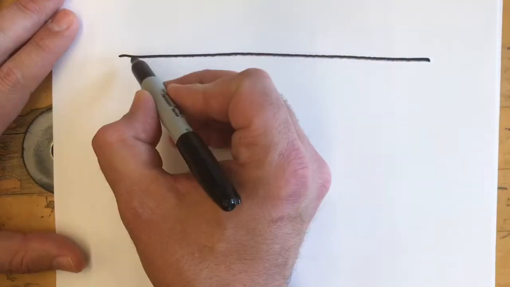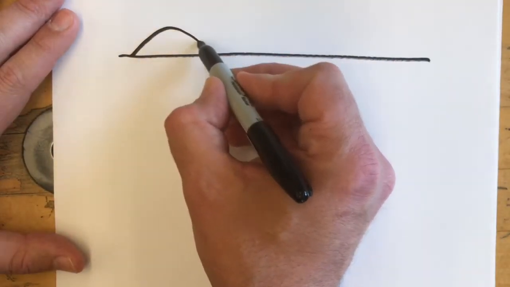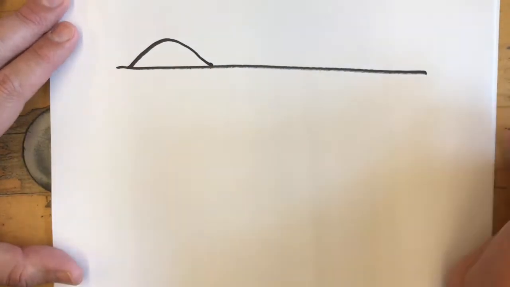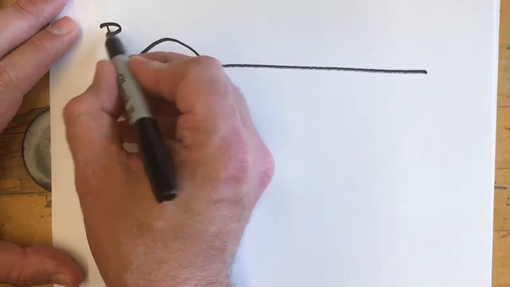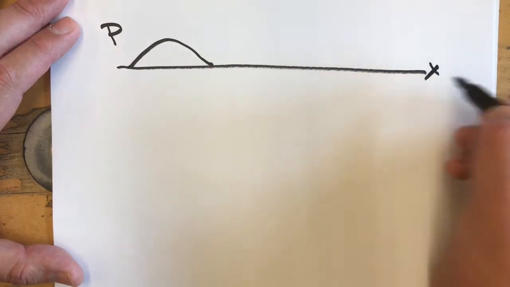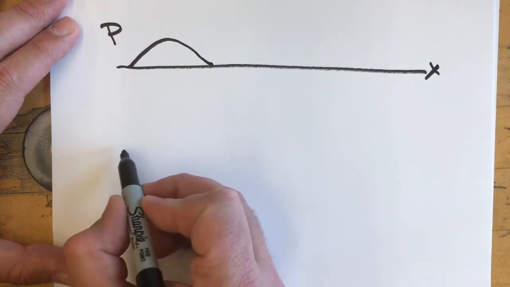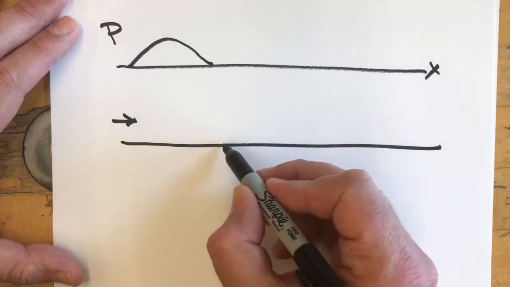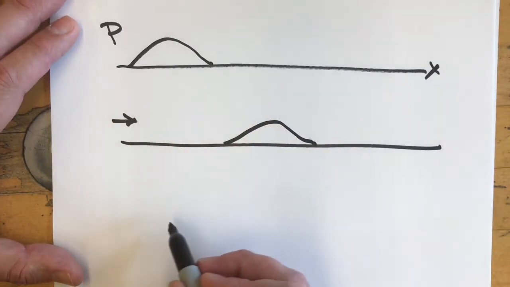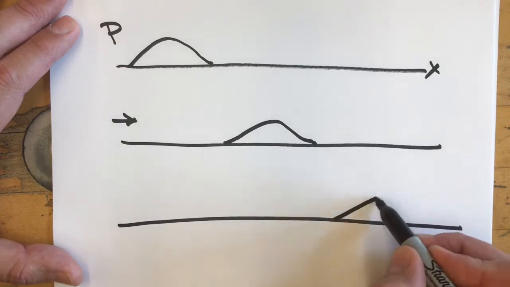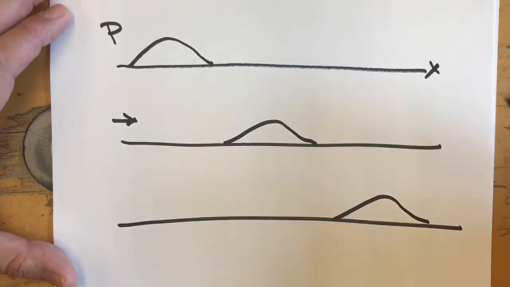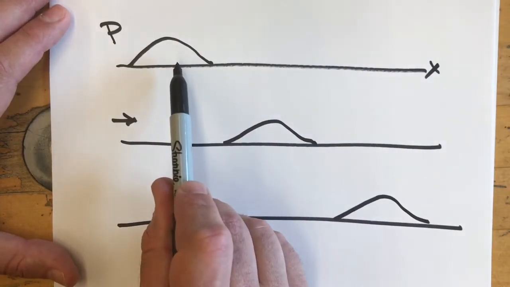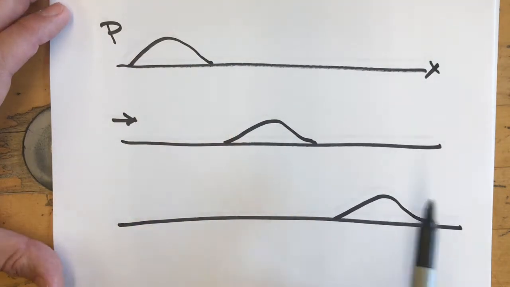We frequently will represent it as something like this, where this might be a graph of pressure versus displacement. And so a propagating wave might look at a later time like this, and then later like this. So this would be some initial time, a little later, and then a little later.